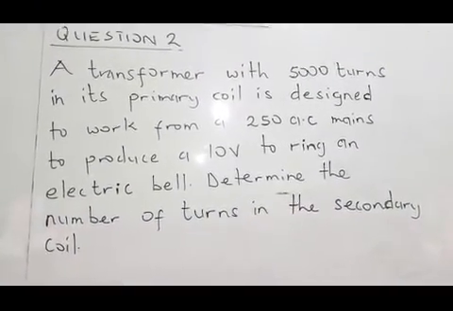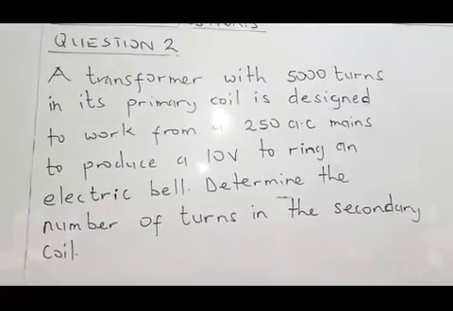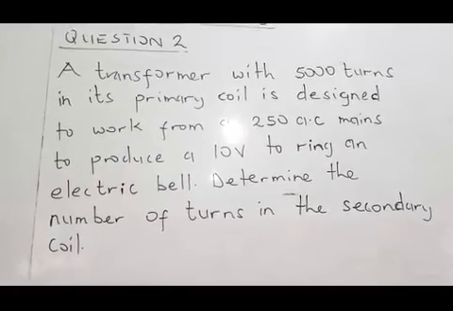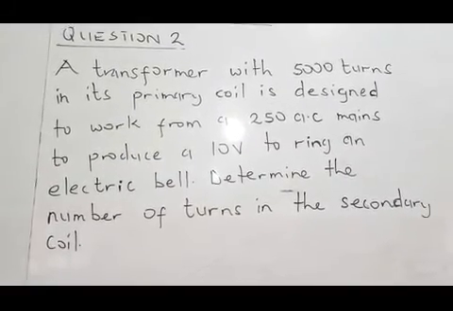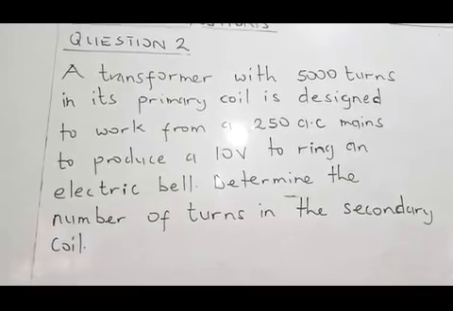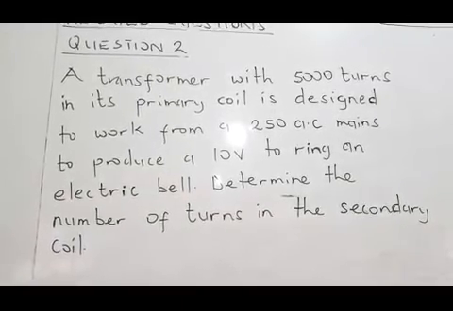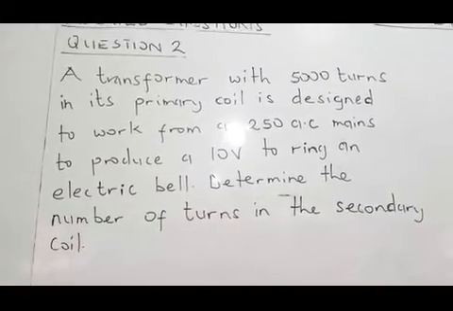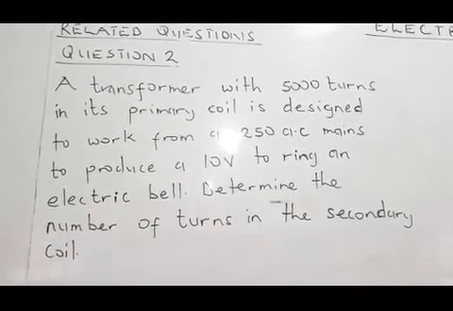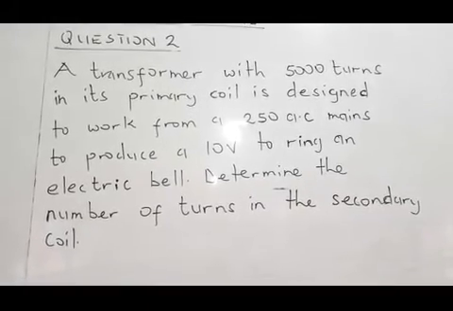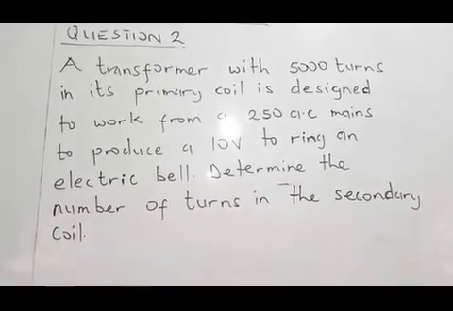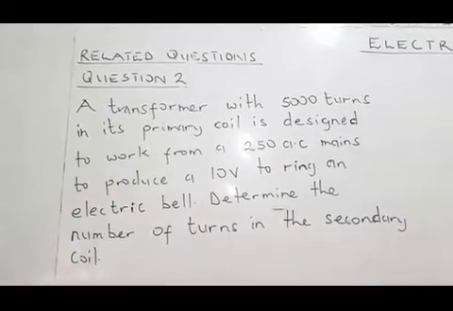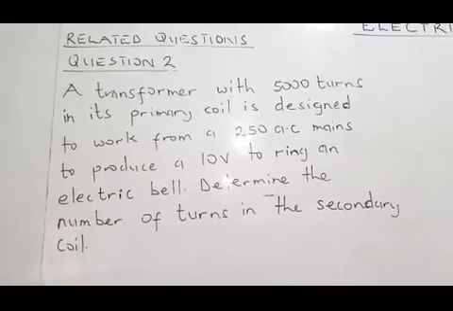Okay, so question 2: a transformer with 5,000 turns in its primary core is designed to work from a 250 volt AC mains to produce a 10 volt output to ring an electric bell. It says determine the number of turns in the secondary core.